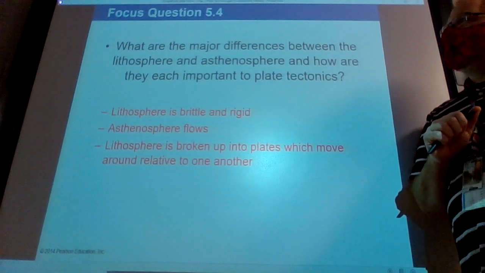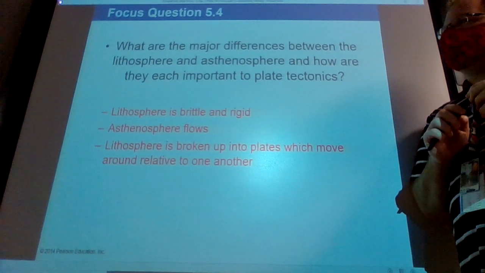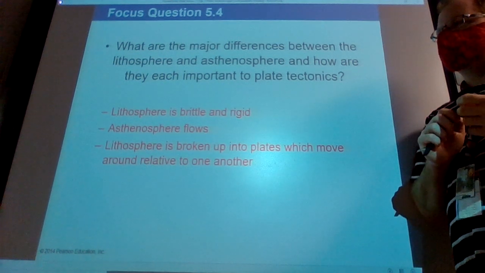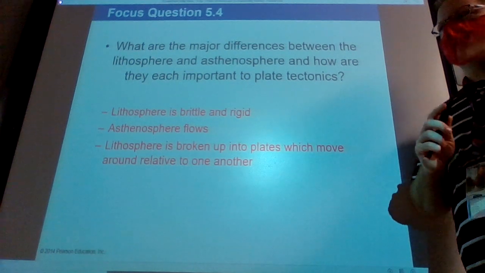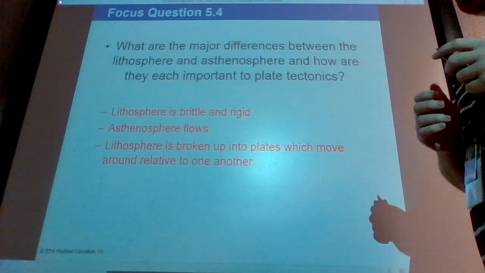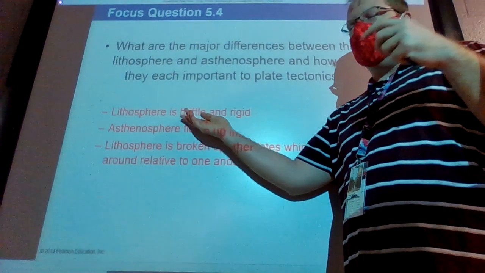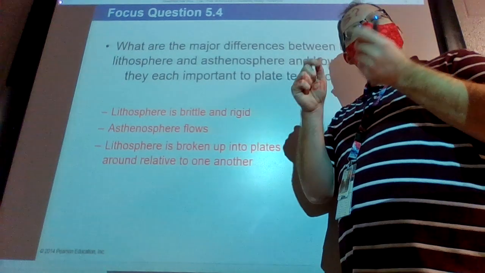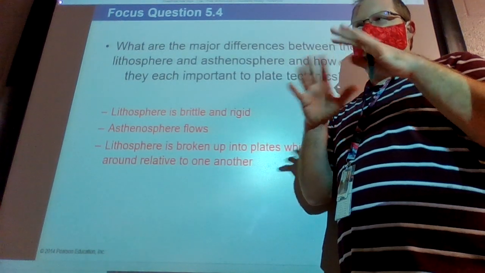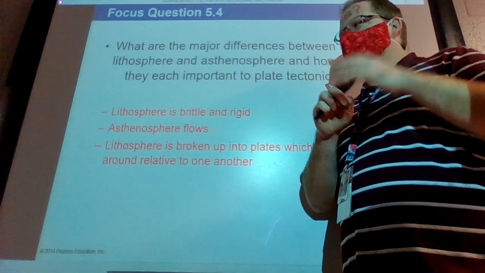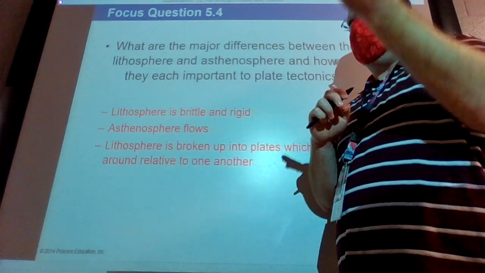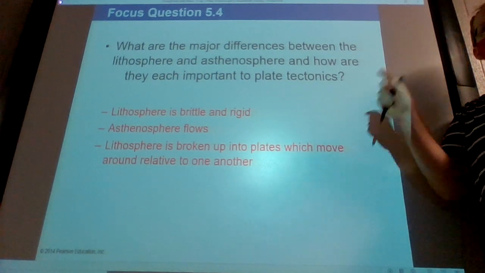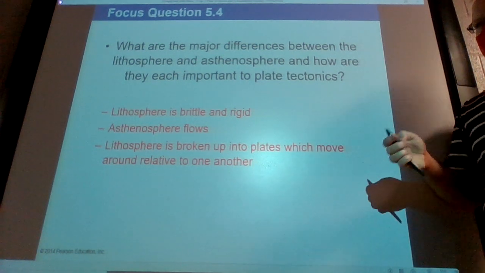So it says, what are the major differences between the lithosphere and the asthenosphere, and how are they each important to plate tectonics? We might have gone over this slide yesterday, but I just want to start from here because it's a good place. Remember that the lithosphere is the hard, brittle crust on the outside of the globe. The asthenosphere is the semi-molten, hot, kind of like honey consistency layer just underneath the lithosphere, kind of at the top of the mantle. So it's almost like the transition zone between the solid lithosphere and the molten mantle underneath.